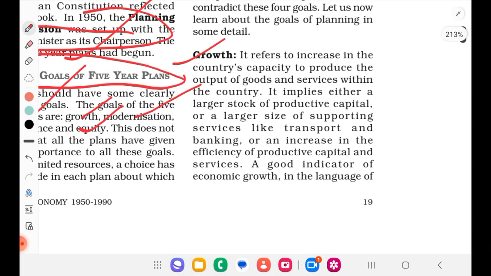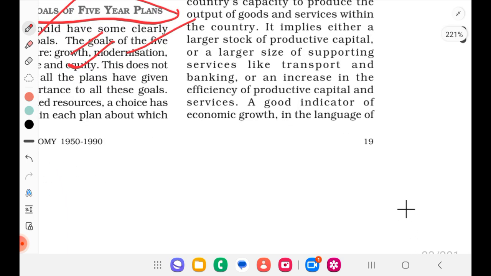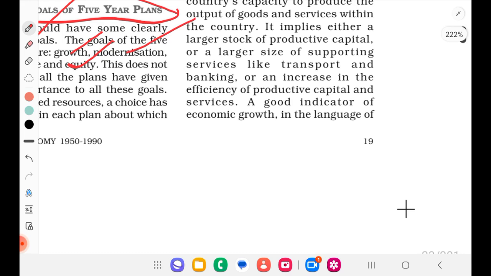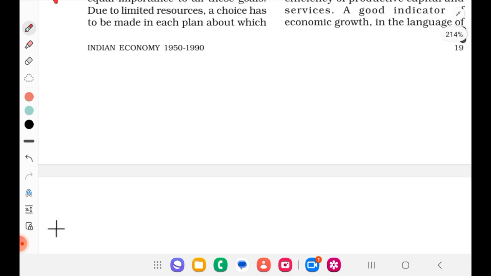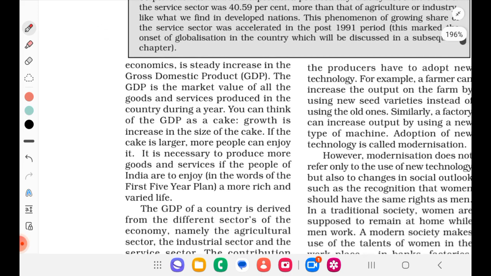Growth. It refers to an increase in the country's capacity to produce the output of goods and services within a country. It implies either a larger stock of productive capital, or a larger size of supporting services like transport and banking, or an increase in the efficiency of productive capital and services. A good indicator of economic growth, in the language of economics, is a steady increase in the gross domestic product.